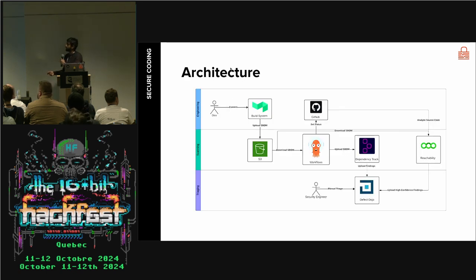So this is an overview of what we're doing, and as you can see, we scan the SBOMs and upload the findings to Defect Dojo, and our security engineer is triaging things from this vulnerability management platform.